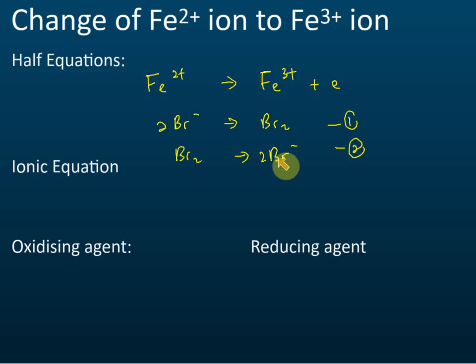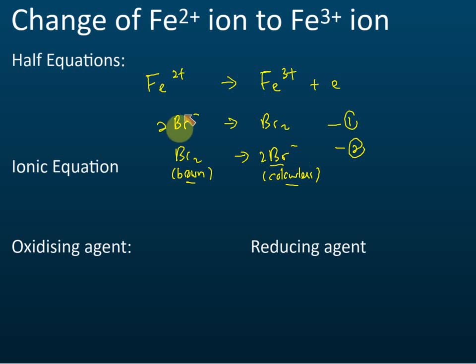Now we judge from the color. Bromine, Br2, this one, is brown in color. Bromide is colorless. In the experiment, the brown color of bromine turns to colorless. So which means it's from bromine to bromide.